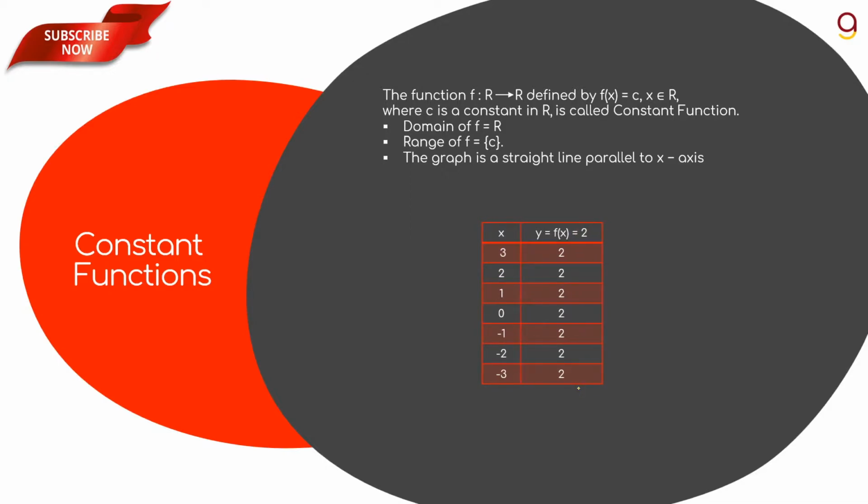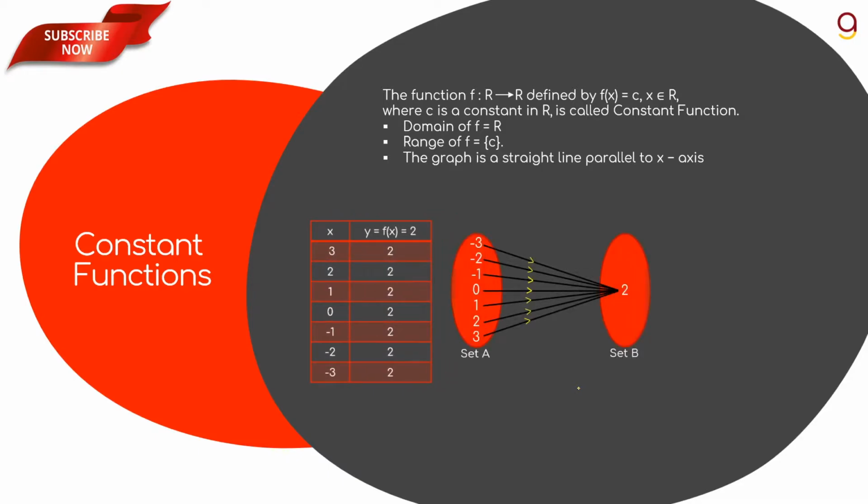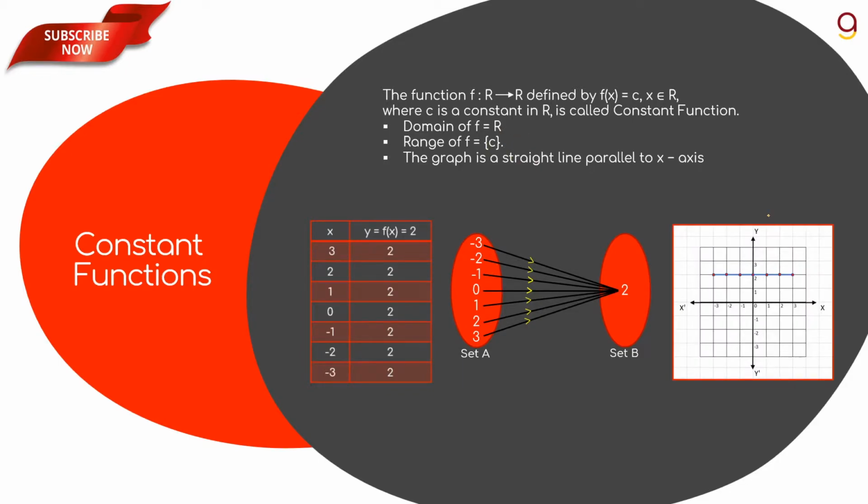Now if we see the arrow representation for the same, what happens? For any element of the domain, the image is always the same. You will get the same unique image for every element of the domain. So from here we can say that the domain consists of real numbers and the range is a constant value c. Let's see the graph for the constant function.